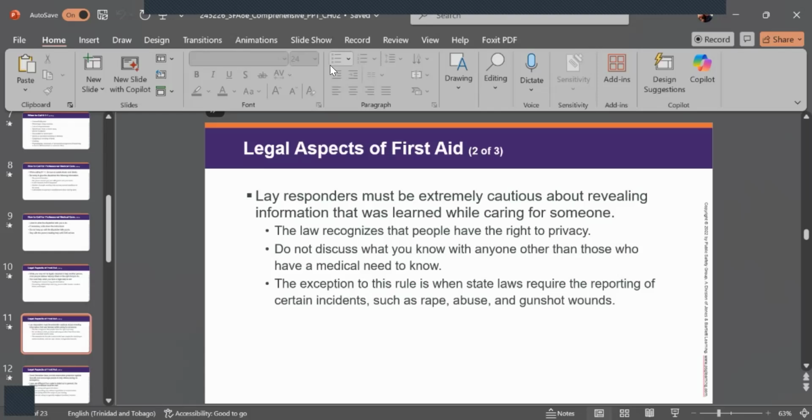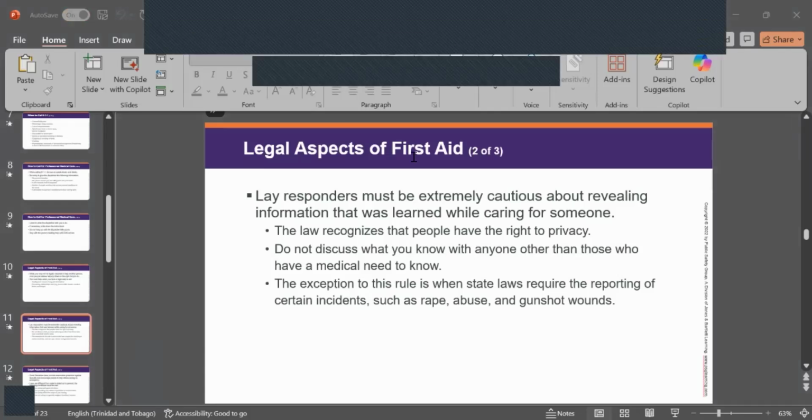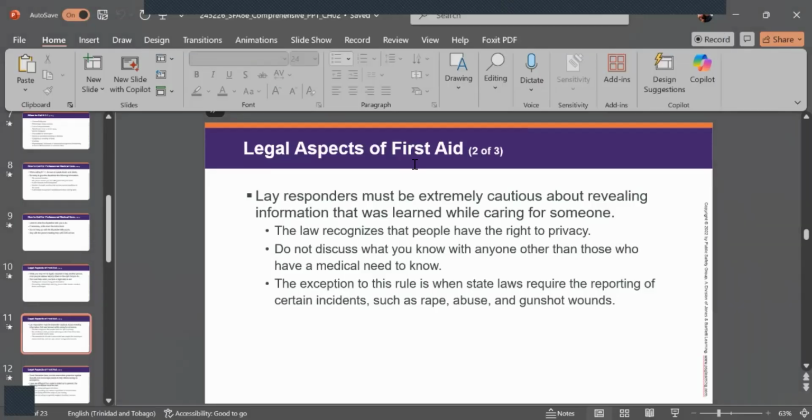So typically, all right, here we go again. Lay responders must be extremely cautious when revealing information that was learned while caring for someone. It's very simply this idea of keeping patient information confidential. Okay? You must keep patient information confidential. Only share what must be shared to the parties directly responsible for providing patient care.